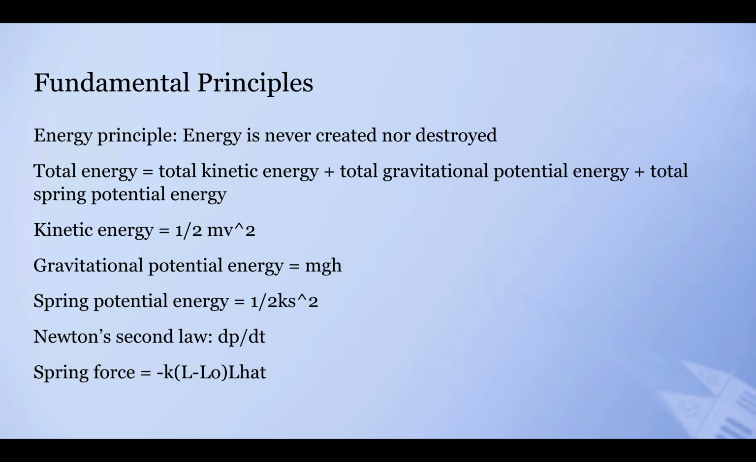So our fundamental principles. Our energy principle states that energy is neither created nor destroyed. So this means that total energy in this specific case will be equal to total kinetic energy plus gravitational potential energy plus spring potential energy. This is because there are springs involved. And so our kinetic energy is going to be 1/2 mv squared, our gravitational potential energy is mgh, and our spring potential energy is 1/2 ks squared.